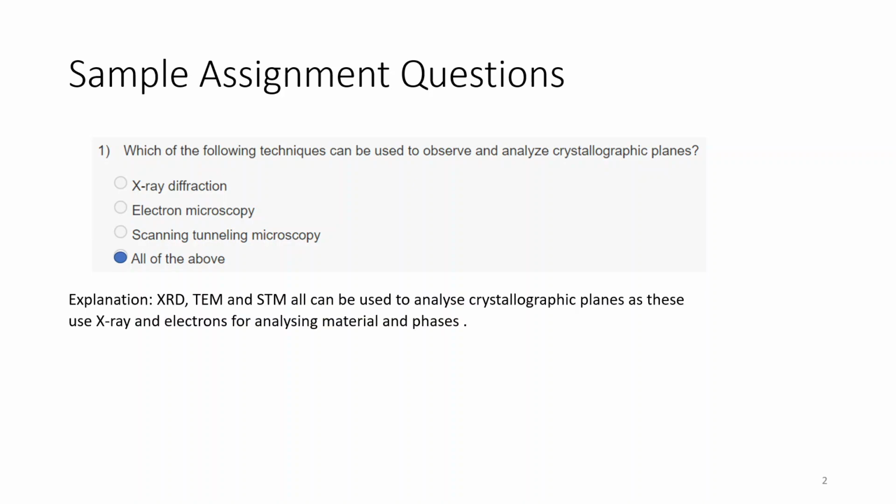The explanation can be given by saying that in case of XRD and, for example, TEM, transmission electron microscopy, and STEM, these both use electrons and X-rays to analyze the material. So their wavelength helps in analyzing the crystallographic planes, and in case of X-ray, you can analyze various slip planes in these materials.